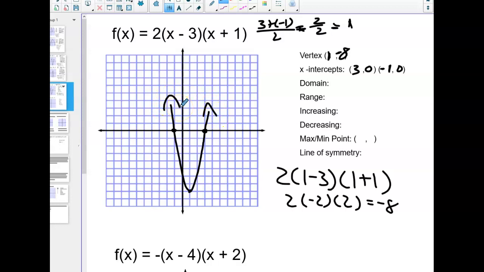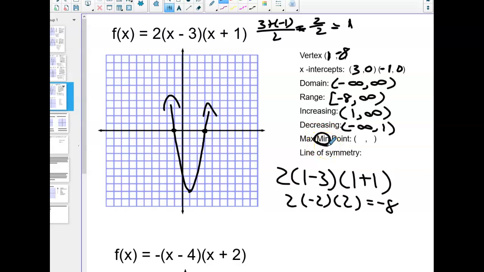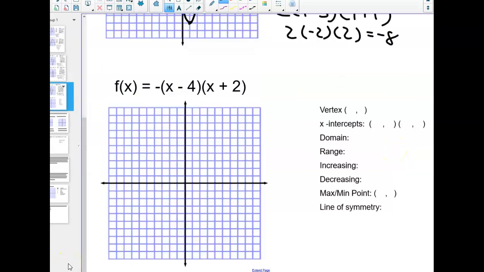And now I'm answering those 6 questions based off the graph. My domain, negative infinity to infinity. The range is going up. So it starts at negative 8 and goes to infinity. It's increasing from the vertex going to the right. So that's 1 to infinity, therefore it's decreasing from negative infinity to 1. The minimum point, because it's opening up, is my vertex once again, and my line of symmetry is x equals 1.